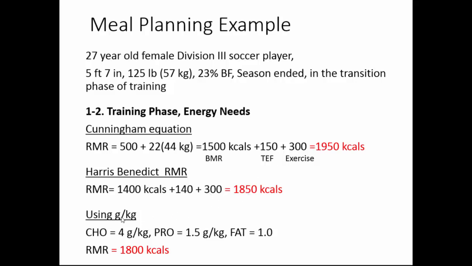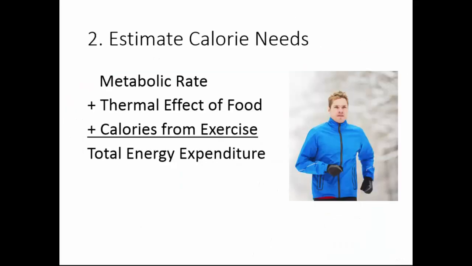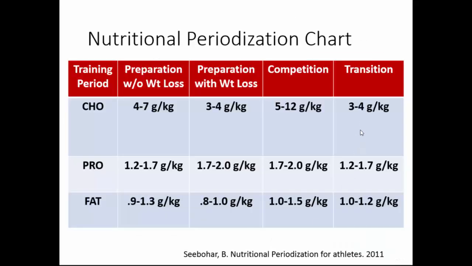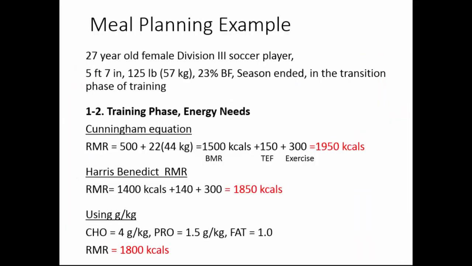And if you use Siebehar's method, and if I go back here, in transition I'm using these numbers to plug in, based on grams of carbohydrate, protein, and fat per kilogram of body weight. And I do this math, it comes out to about 1,800. So I'm anywhere between 1,800 and about 2,000 calories. A 200 calorie difference is not that big a deal. Pick one of these and stick with it.